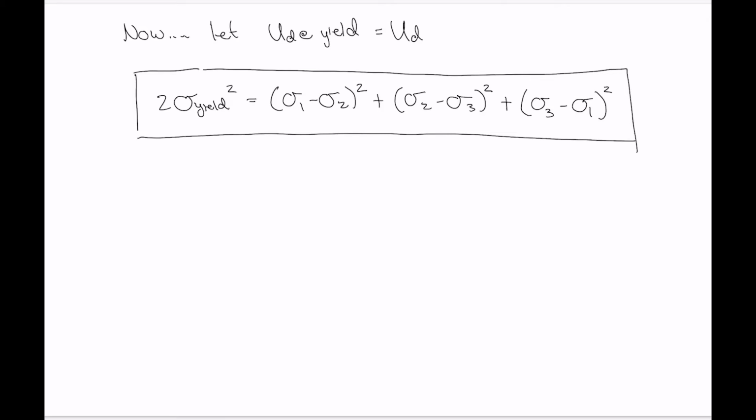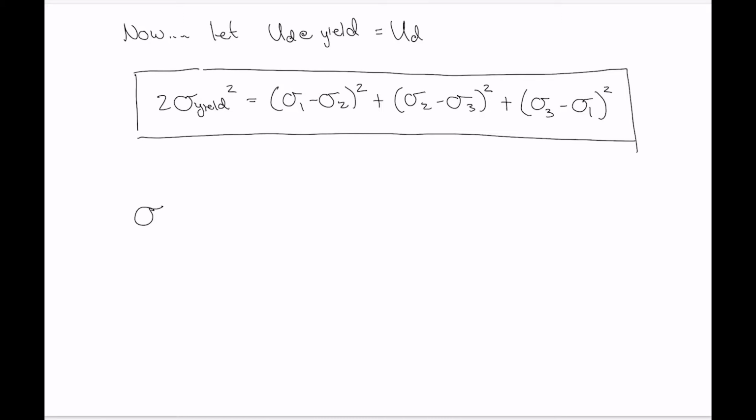Now, the relationship to Von Mises stresses: if you have a plot of Von Mises stresses, what that is plotting is just the right-hand side of that equation divided by 2, square rooted.